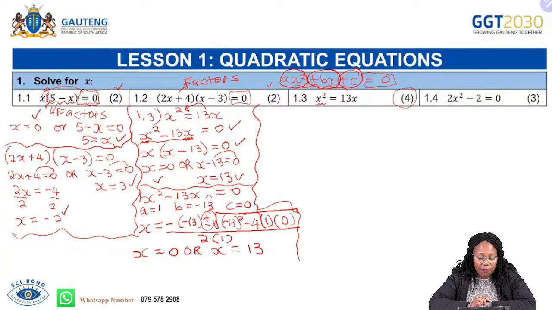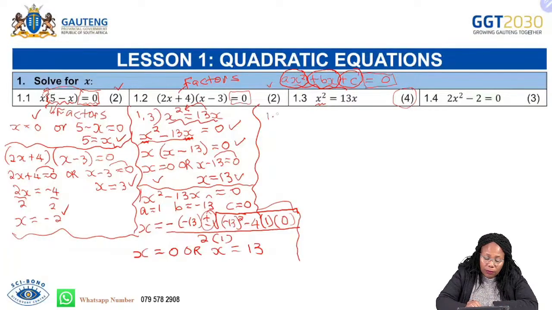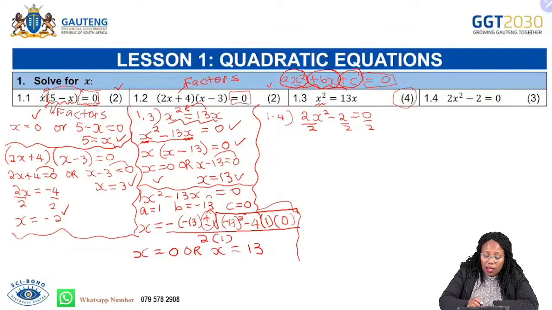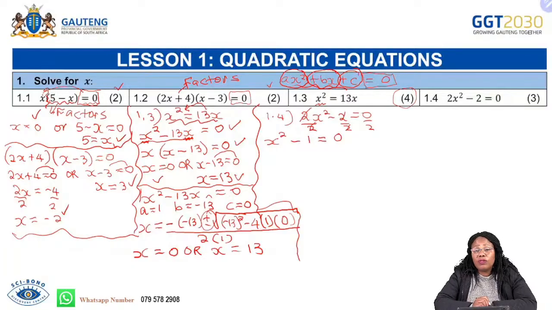That means now, if it is not a factor, you can use your quadratic formula, right? Okay. And then 1.4, we are given 2x squared minus 2 equal to 0. And then in this case, grade 12, you can divide throughout by 2 because it is possible. And then now when you divide by 2, it will be left with 1x squared, minus 1, and 0 divided by 2 is still a 0.